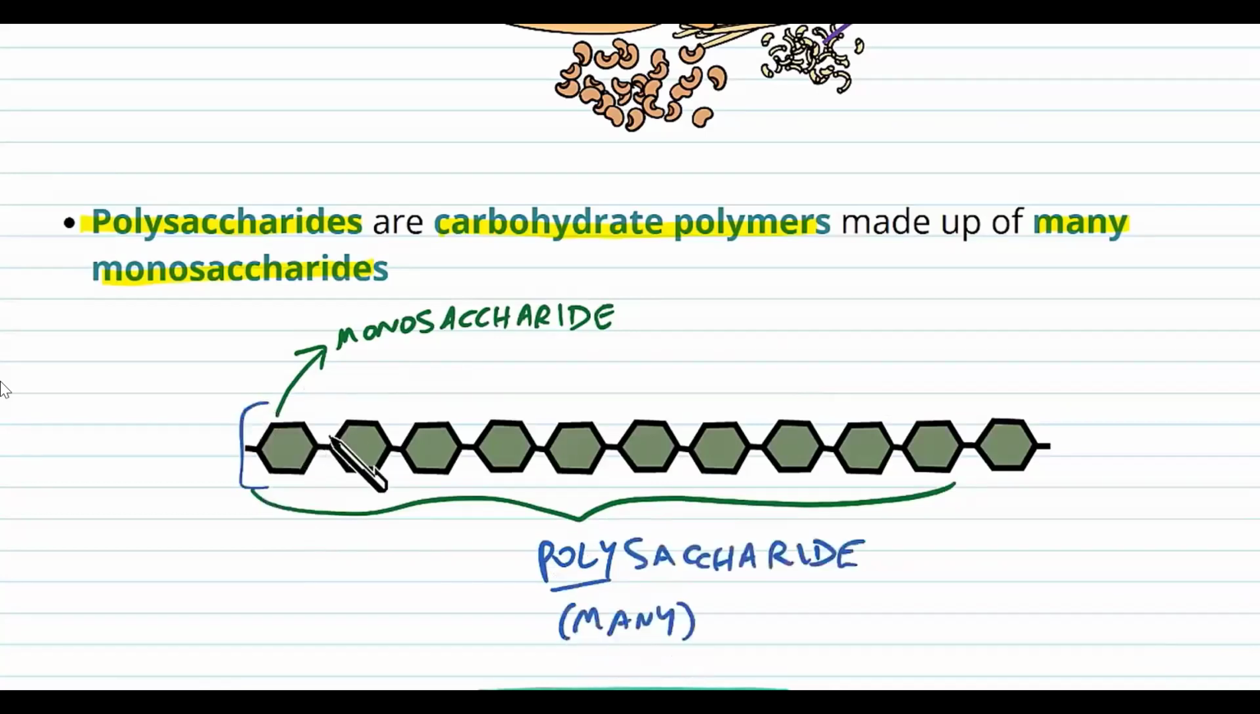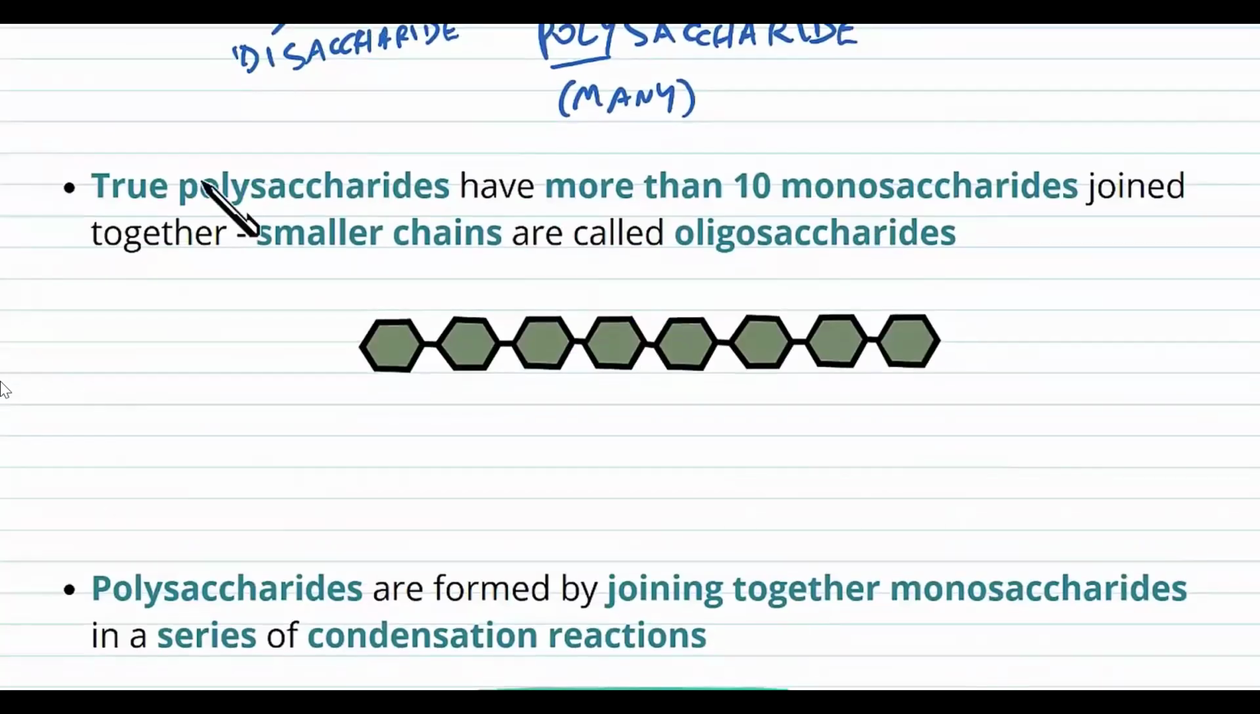Remember that 2 would be a disaccharide, but more than this is many, and we just name it as a polysaccharide. We tend to say that in order to be a true polysaccharide, they need to have more than 10 monosaccharides joined together into a chain. Any smaller chains than 10 tend to be called oligosaccharides.